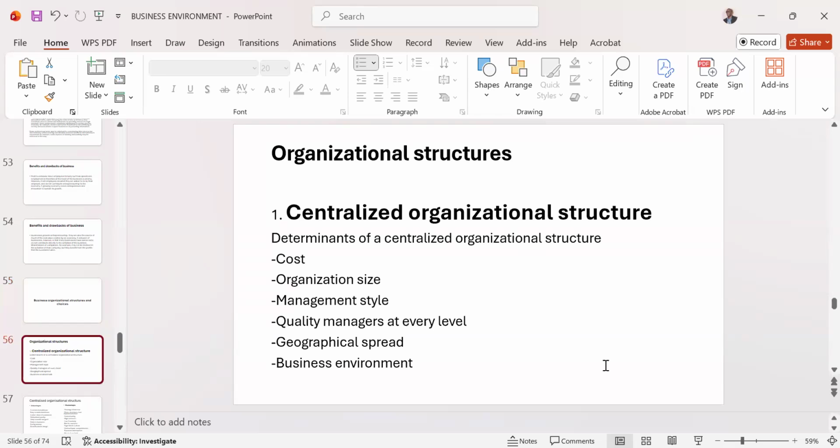One is centralized structure. When we say centralized, that means everything is domiciled at the headquarters. One example is the banking system.